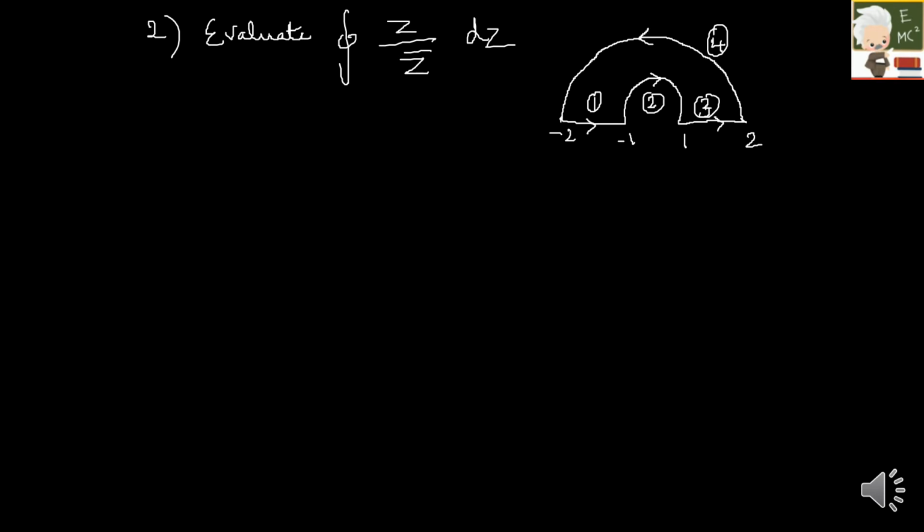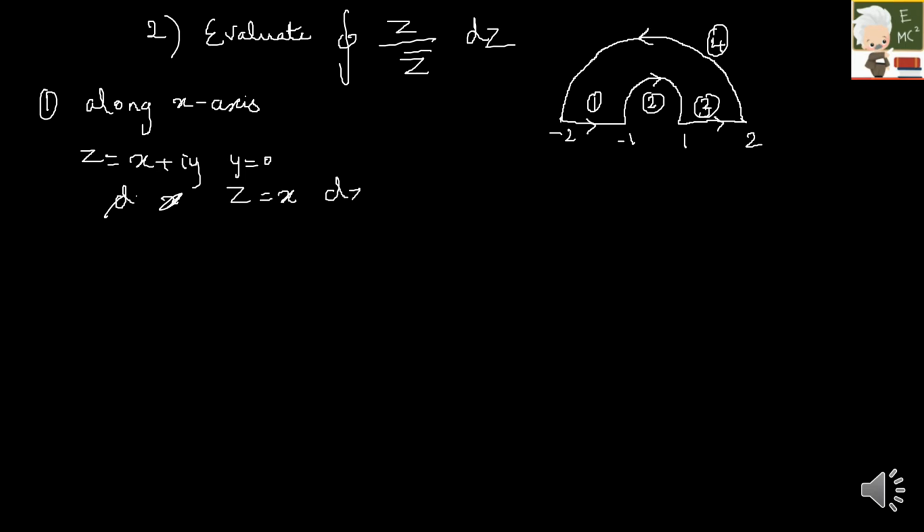Okay, so let me take the first part. If you are looking, it is along the x-axis, right? So what is the equation for the line? You have to remember, z is given by x plus iy. Here your y will be equal to 0, so z will be equal to x. From this, dz is nothing but dx. So we will substitute this.